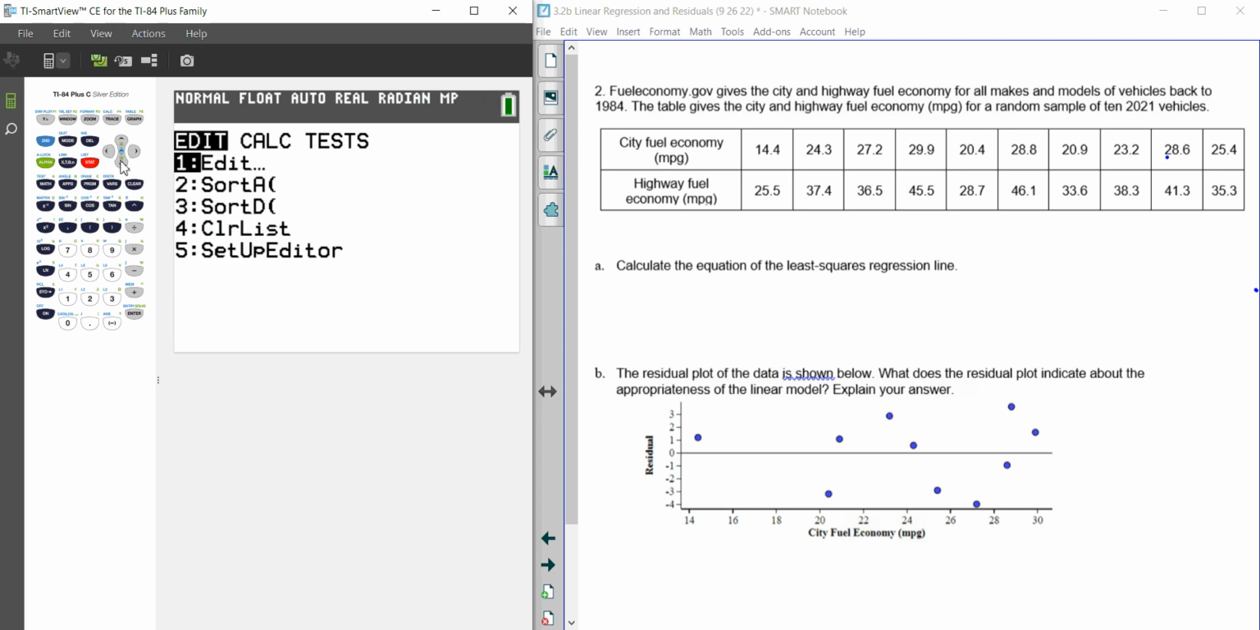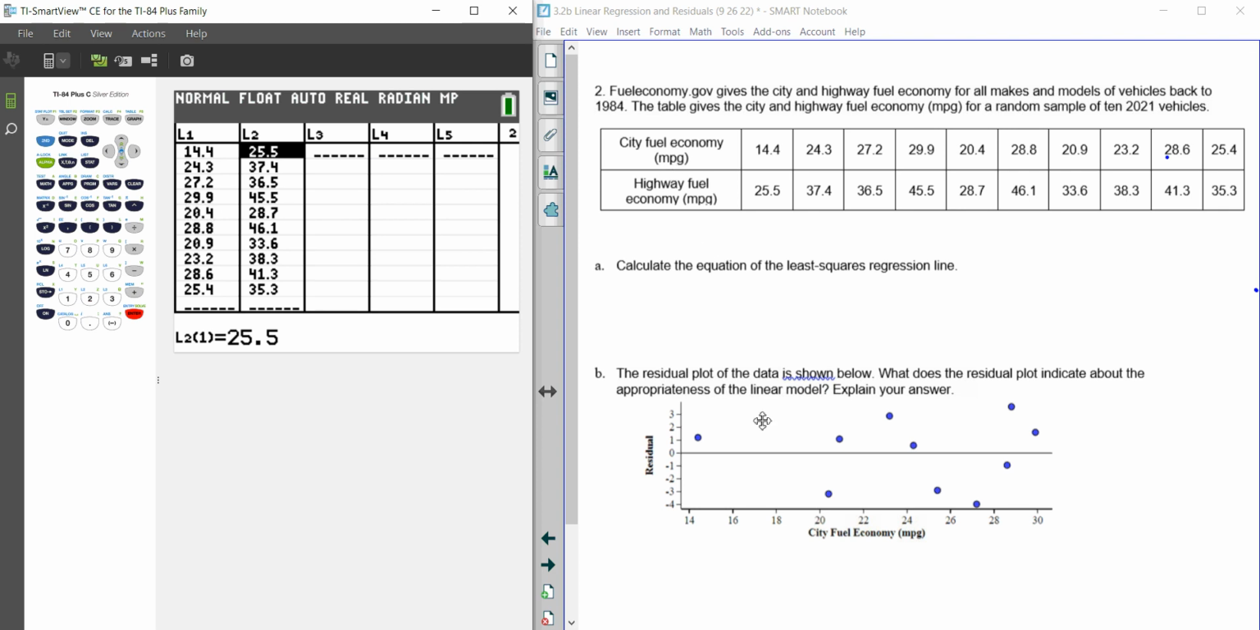First, go to stat, go to edit, and plug in your X values. We have a table, and we're going to say that our explanatory variable is going to be our X, and our response is going to be our Y, or Y hat. So in list one, we put all of the city fuel economy in miles per gallon. For list two, you put the response variable values that are appropriate for each one.